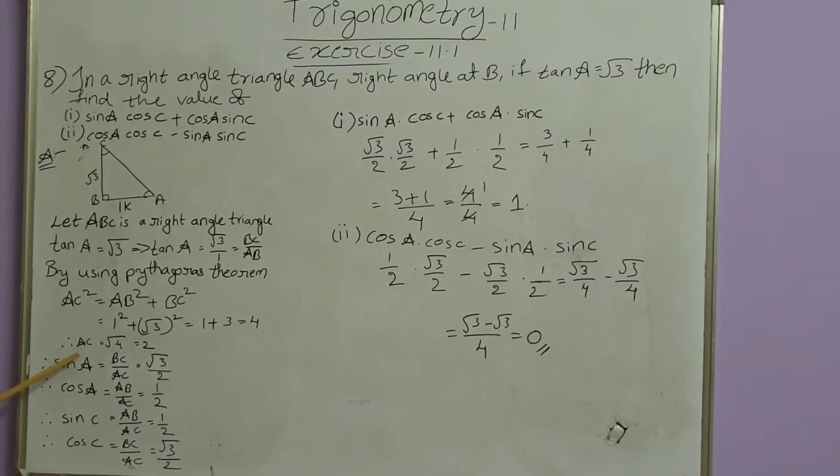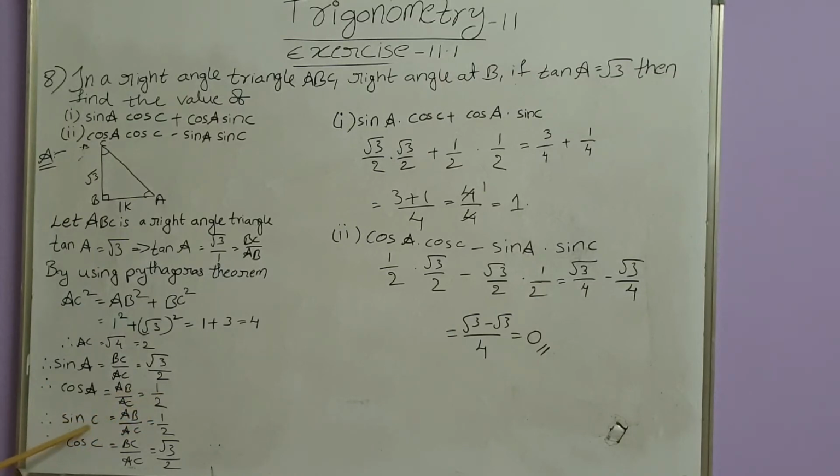Now AC square is equal to 4. So AC is equal to root of 4. We get 2. AC value is 2. Now in this, sin A is equal to opposite side of A by hypotenuse. BC by AC is equal to root 3 by 2. And cos A, adjacent side of A by hypotenuse, AB by AC, is 1 by 2.